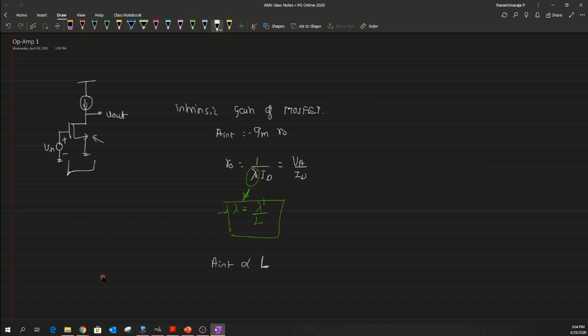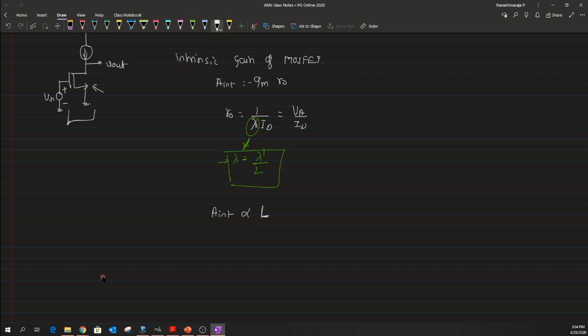Whenever we go for deep sub micron CMOS technology, we get only a limited gain out of the circuit. So one has to exploit different circuit techniques to derive a large gain out of these sub micron technologies. In this video and the next couple of videos, we'll focus only on different circuit techniques to enhance the gain of the system.